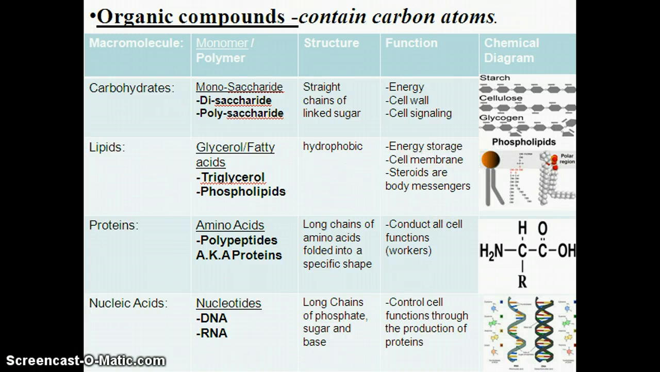If we move on then to proteins, the monomer, its simplest unit, is amino acids. You may see the polymer as polypeptides, which we know as protein. How we determine the structure is that if you look over here in the chemical diagram, it has an N for nitrogen. And the function of a protein is it conducts all cell functions, such as immunity, such as fixing and repairing cells or muscles.